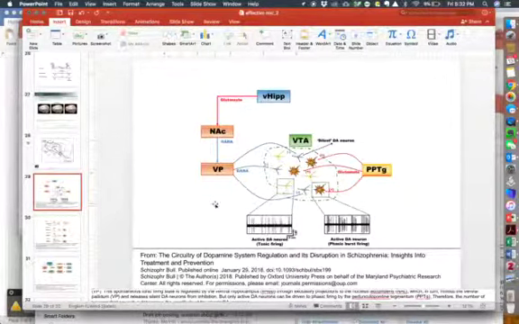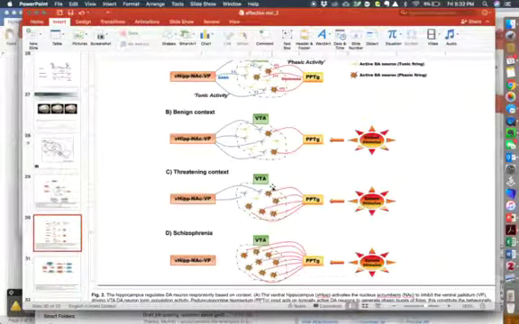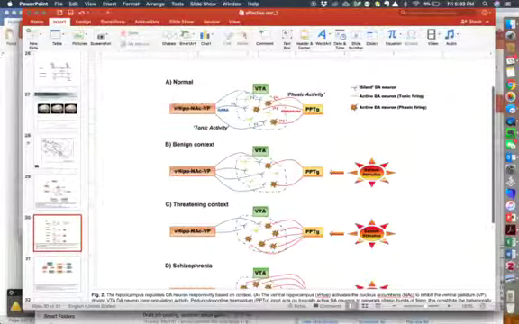So how does this stuff play out? What I want you guys to be able to do is to approach and think about how this works in schizophrenia. That's outlined in the following context. What we just went through was just the normal situation here.